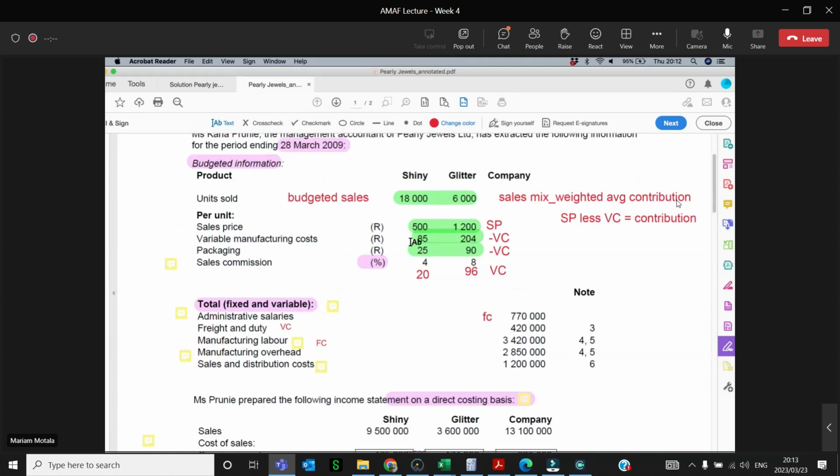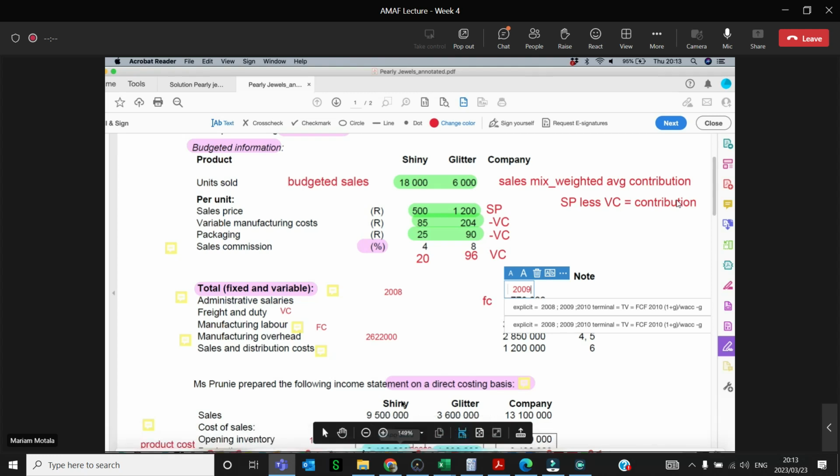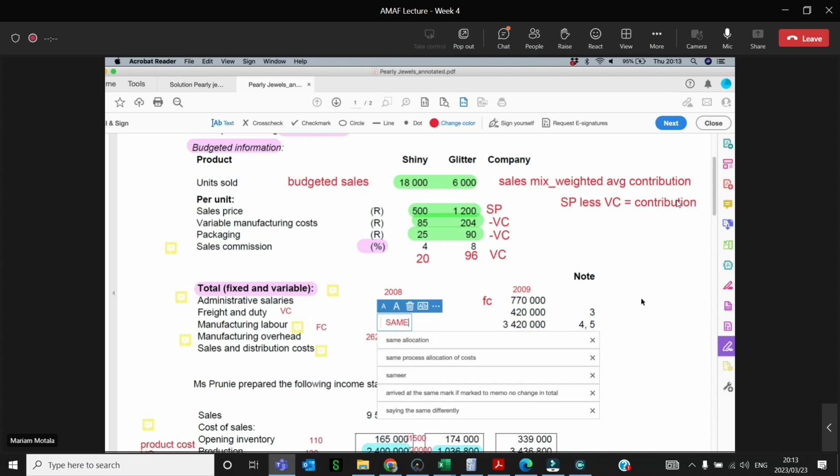So remember, this is providing us with 2009. So if we went to 2008, then the budgeted overheads here were 2 million. So they're informing us very importantly in this, and that's why you need to read very carefully, that the overheads were 2,622,000 in 2008. It differs from the 2009 period. Okay? And then when they speak about labor, no difference. It is the same in 2008 as well as 2009.